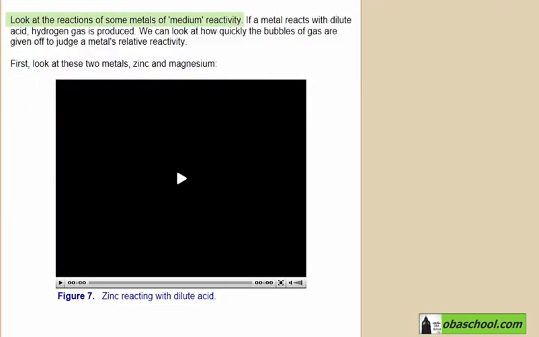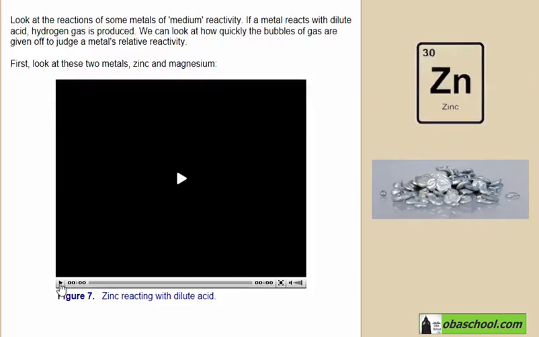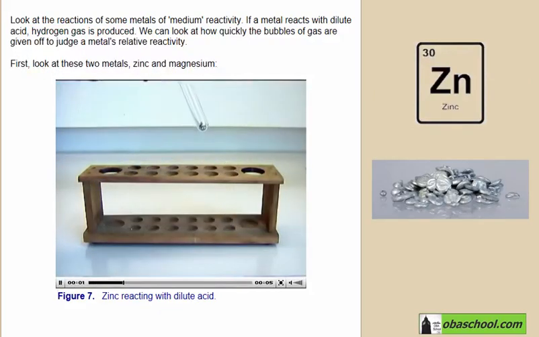Let's look at the reactions of some metals which are described as having medium reactivity. If a metal reacts with dilute acid, hydrogen gas will be produced. We can look at how quickly the bubbles of gas are given off to judge a metal's relative reactivity. Let's start with zinc. We will add dilute acid to zinc.